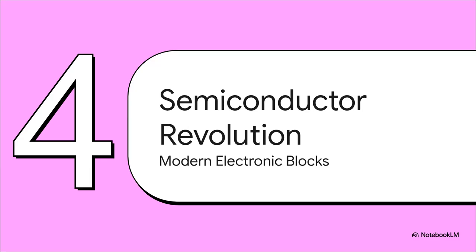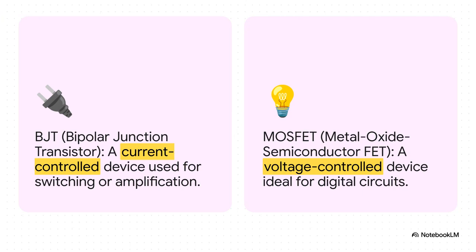So far, everything we've talked about has been a passive component. Now, we're going to pivot to the active components that started a revolution and power our entire digital world: semiconductors. At the very heart of this revolution is the transistor. And there are two main families, the BJT and the MOSFET. Here's the key difference. A BJT is controlled by current, but a MOSFET is controlled by voltage. And that difference, plus the fact that MOSFETs are so efficient and can be made unbelievably tiny, is why they completely took over the world of digital electronics.